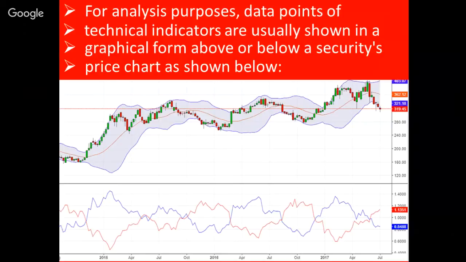Once shown in graphical form, an indicator can then be compared with the corresponding price chart of the security. Sometimes indicators are plotted on the price chart, or below the price chart.